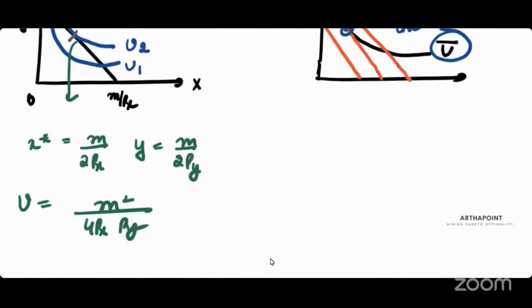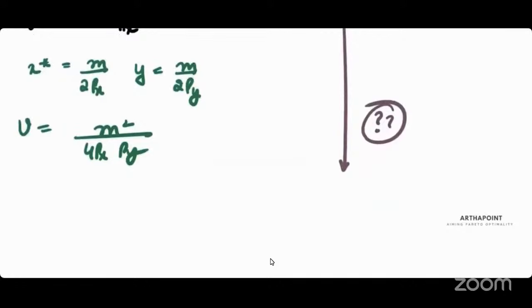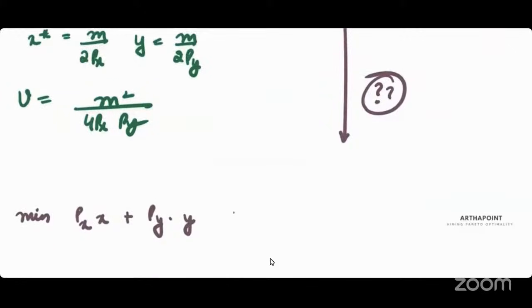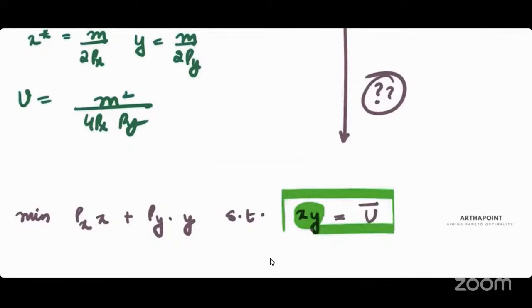Now, if I ask you how to use this technique, my problem reverses. I want to minimize the expenditure, so px x plus py y. This is what I want to minimize, the money that I spend, subject to the constraint that my utility that I obtain should at least be u bar. This was my utility function, right? xy. I want this utility function to be equal to u bar. And I want to minimize this.